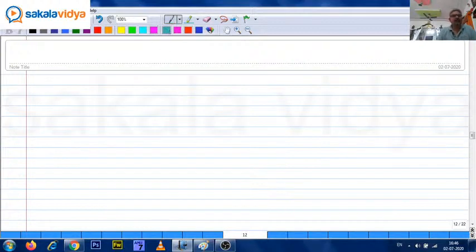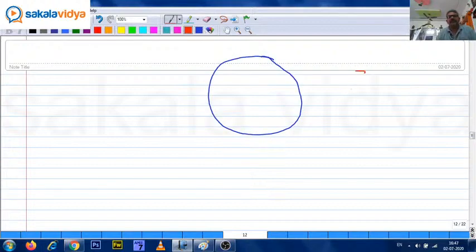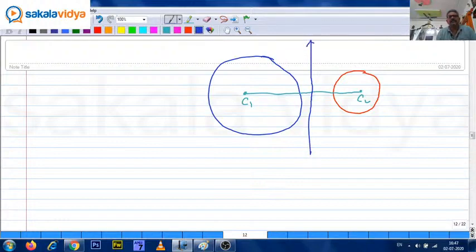One more thing you remember. See, this is the circle. Take another circle. For example, C1 and C2. This is called radical axis.